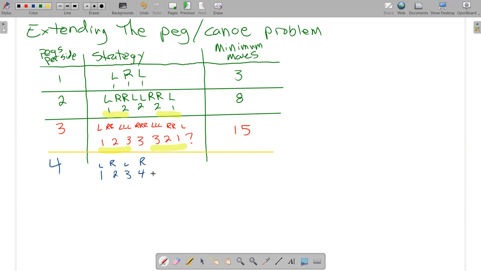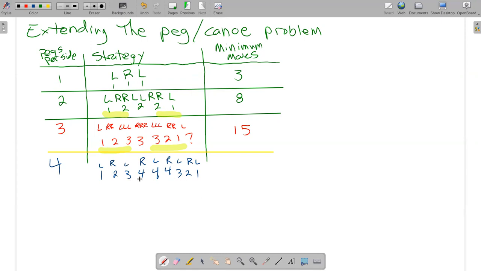1, 2, 3, 4. And then there's going to be 4 lefts in the middle, and then we start counting down the other way. 4, right, and it's got to alternate, right, left, but a different number of each. All right, so then I'm going to go 3, 2, 1, left, right, left.